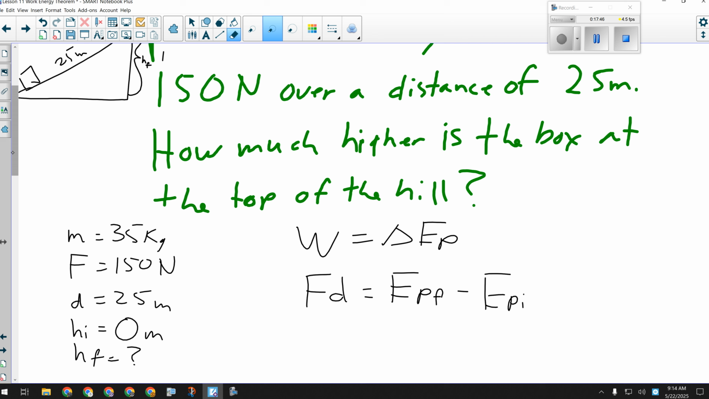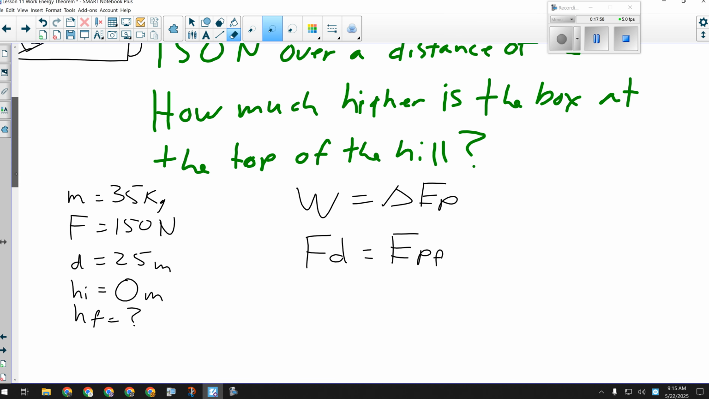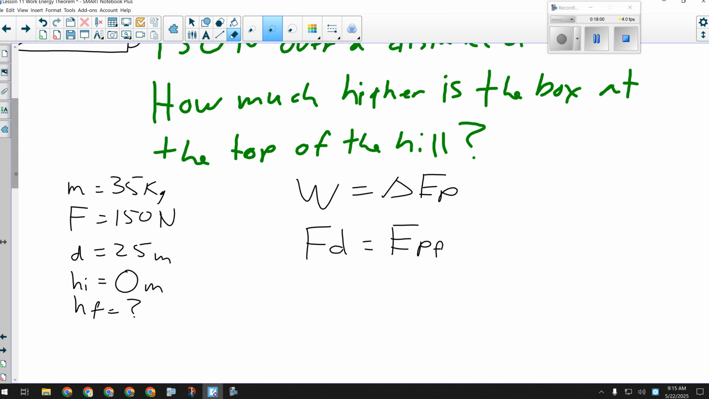But since I start this question at the bottom of the hill, what's my initial potential energy? 0. So I can get rid of that. So force times distance equals the final potential energy. That means force times distance equals m times g times h final. All I did there was plug in the formula for potential energy.